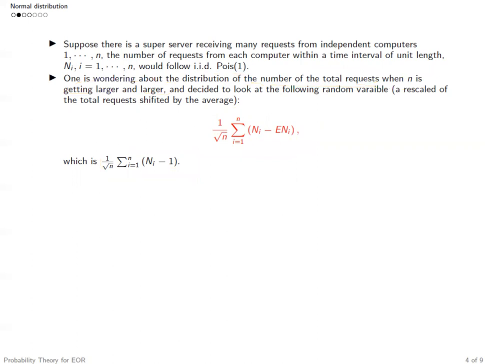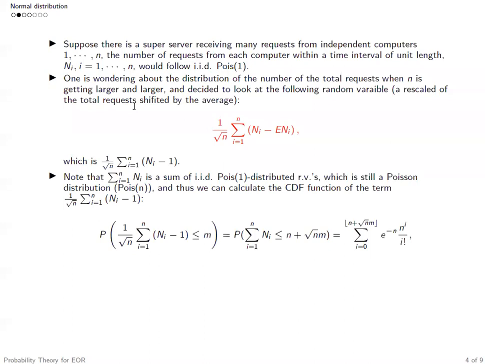You can pause the video at this moment and think about it. We know the N_i are independent and follow the identical Poisson distribution with arrival rate equal to 1. Therefore, the summation of N_i is a sum of IID Poisson distributed random variables. And we know the sum of independent Poisson variables is still Poisson distributed. In this special case, the summation follows a Poisson distribution with arrival rate equal to n.